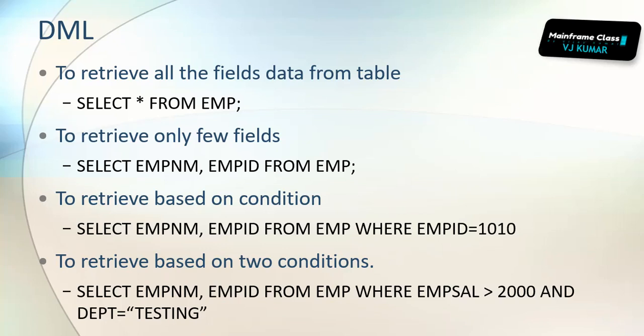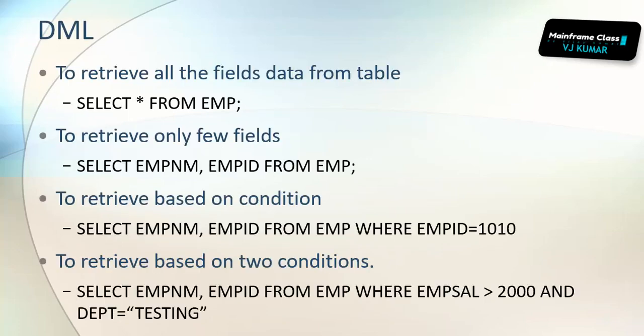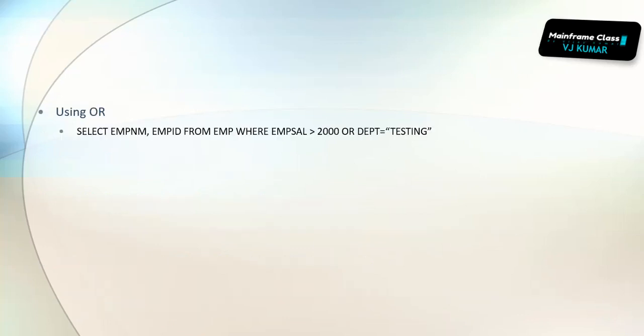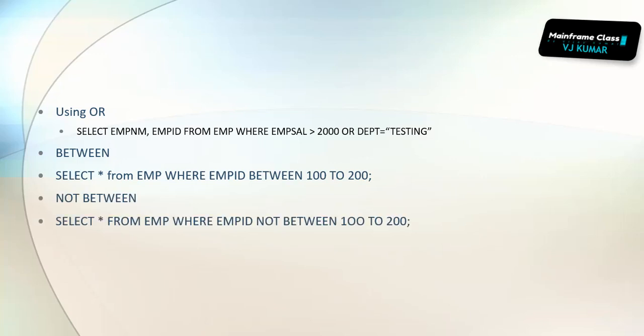So based on that also you can retrieve the data. And other things that you can use is OR operation. So here earlier we have applied AND operation, then you can also have OR operation, and you can also have between. So if the employee ID ranging between 100 to 200, I want to pull that information, and not between: if it is not between 100 and 200, then I want to retrieve the rest of the records. Then you also have in, you can specify the range also, like employee ID in 100 comma 200, so on.